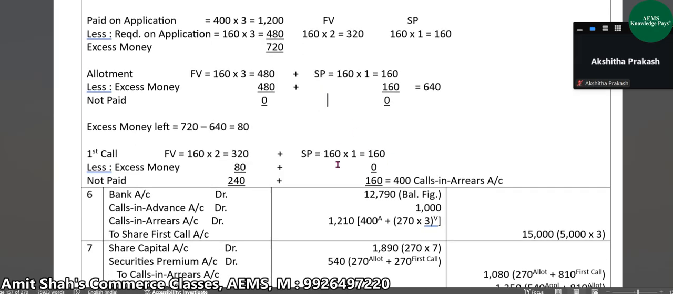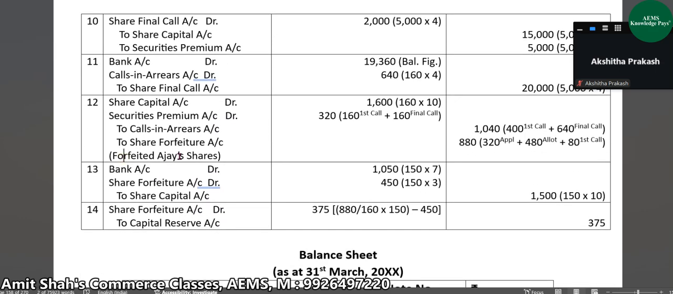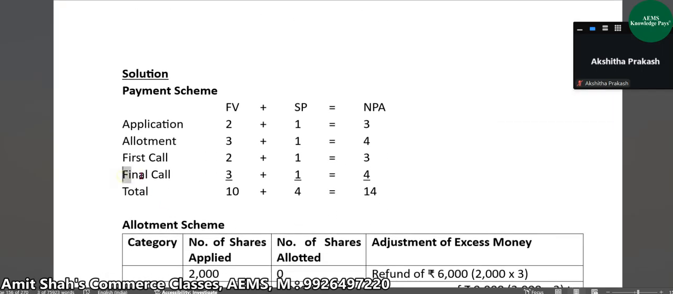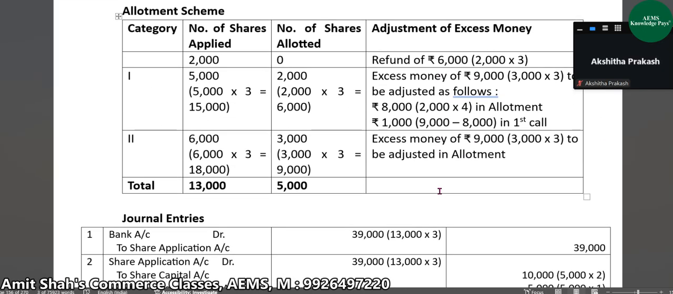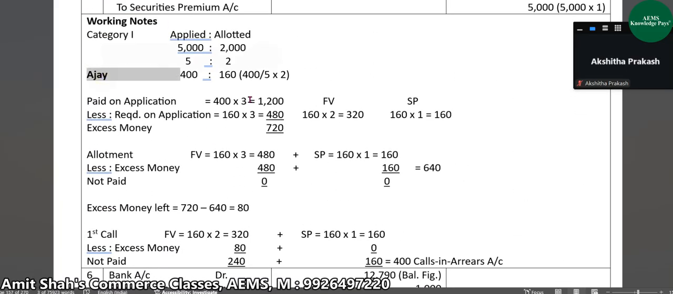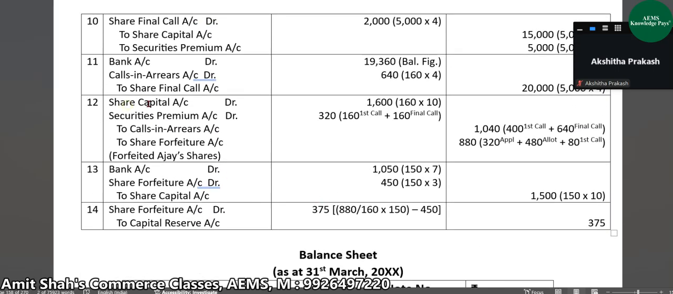Okay, now if you see Ajay's forfeiture entry, since he did not pay two calls, his shares were forfeited after the final call. Till the final call, the total face value is rupees 10. That is why in the forfeiture entry, we will debit share capital account with rupees 10 for the number of shares allotted to Ajay. The number of shares allotted to Ajay is 160. So we will debit share capital with 160 times 10, that is 1600.